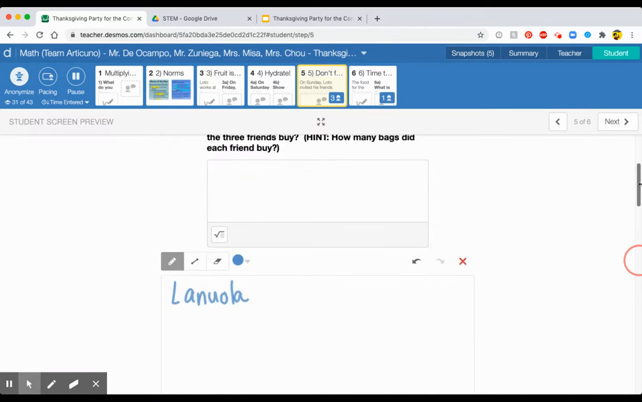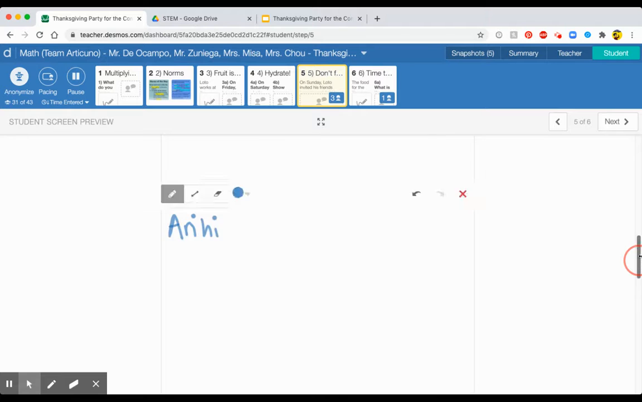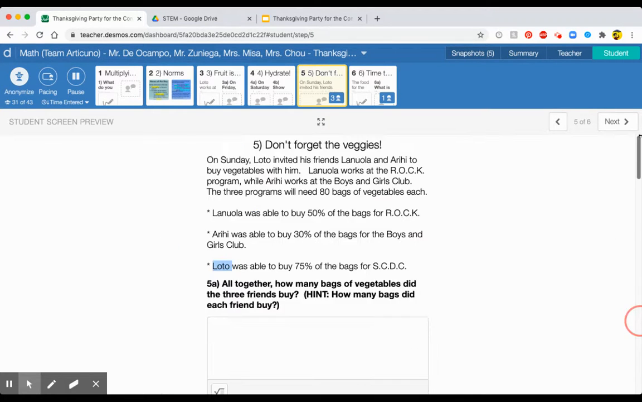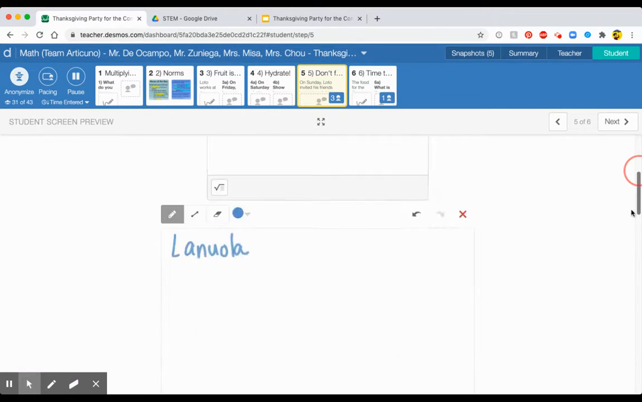And then we would do another diagram for Loto. Again, pause the video if you need to. Okay. So Lanoola was able to buy 50% of the bags for Rock. So we're going to go to Lanoola and we're going to show 50%.